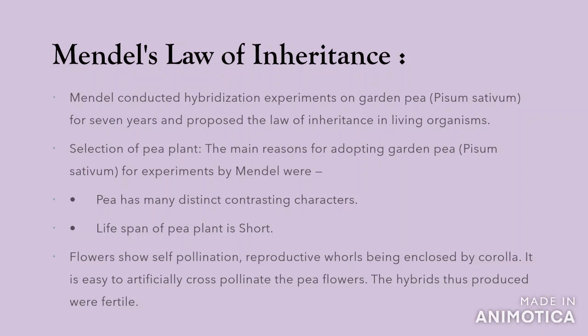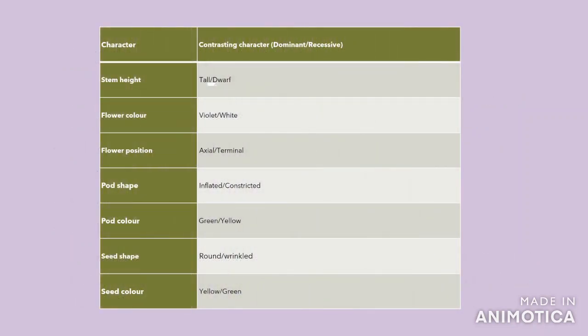Flowers show self-pollination, reproductive whorls being enclosed by corolla. It is easy to artificially cross-pollinate the pea flowers. The hybrids thus produced were fertile. These are the 7 characters which Mendel chose to conduct his experiment.